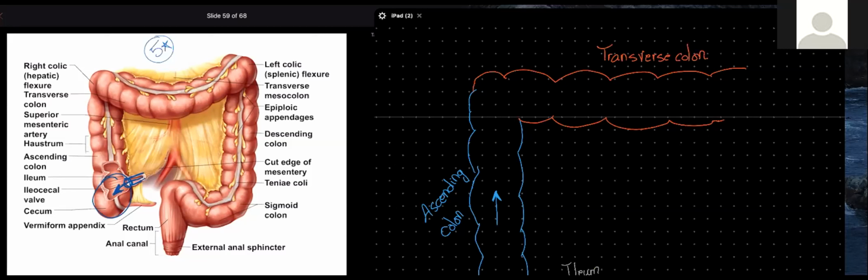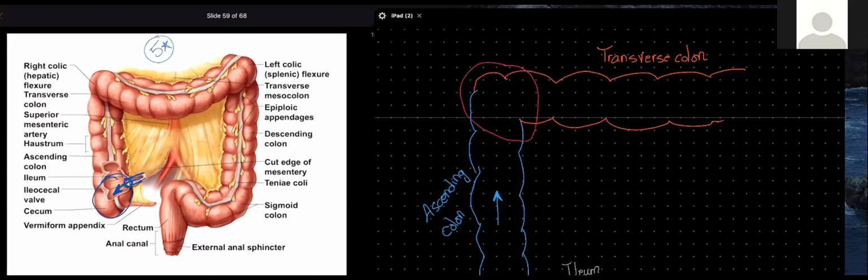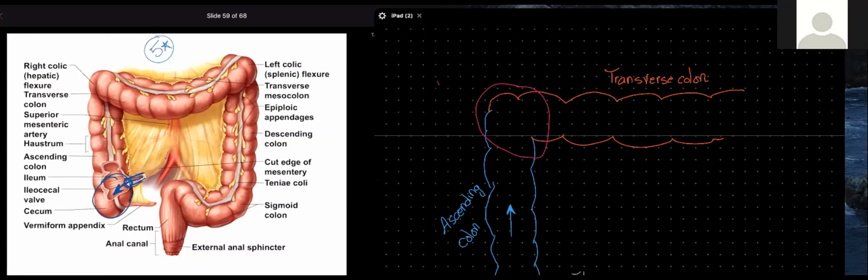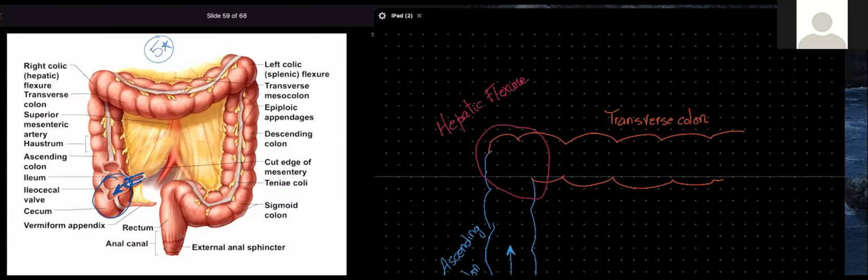This flexure that we have is what we call the hepatic flexure. Why do we call it the hepatic flexure? Because simply it's going to be on the same side as the liver. You've got the liver on the right side of your abdominal cavity. So the flexure of the colon on the same side as the liver, related to the liver, is going to be the hepatic flexure.